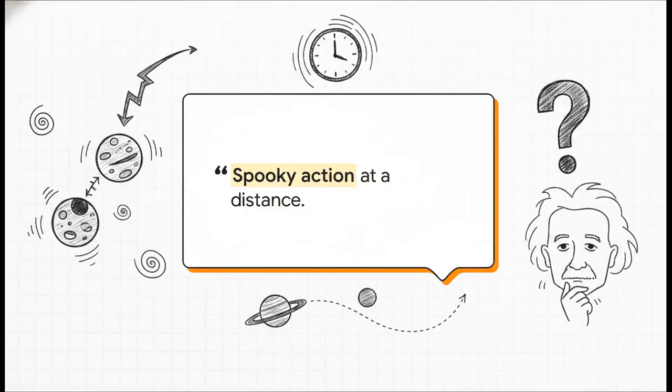This instant connection? It completely shatters classical physics. Nothing is supposed to travel faster than the speed of light, yet this correlation happens with zero delay. This bothered Albert Einstein so much that he skeptically called entanglement spooky action at a distance. Yet time and time again, repeated experiments have proven that this spooky action is very, very real.